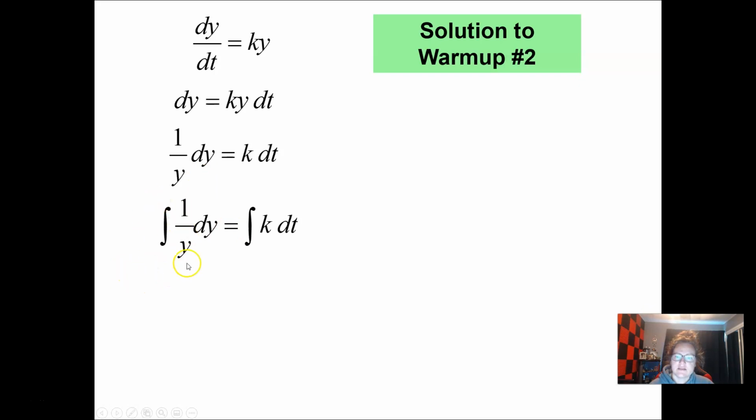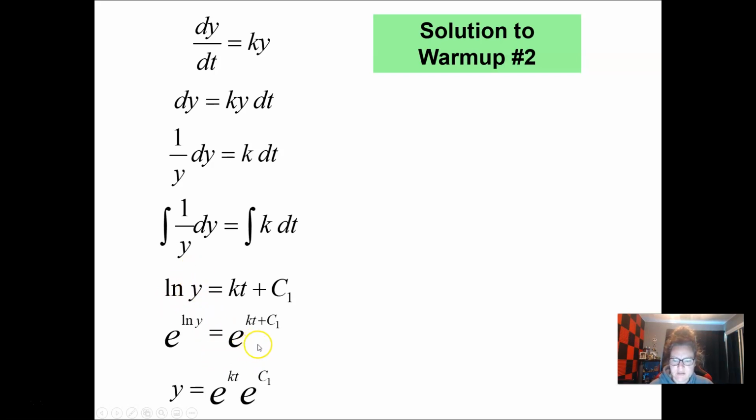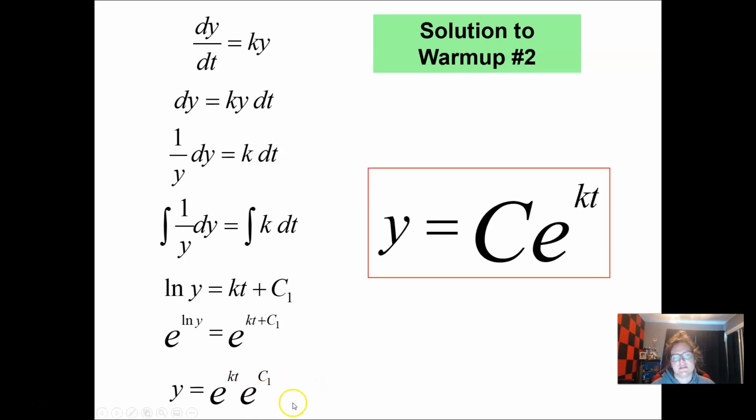All right, so antiderivative of 1 over y with respect to y, and then antiderivative of k with respect to t. So ln of y equals kt plus some constant. Okay, so it was a constant with respect to t, so that's why it became kt. And then to get y by itself, I would e both sides. And then the trick is that this second part can become e to the c sub 1, and then that itself becomes a constant. Okay, so y equals c e to the kt.